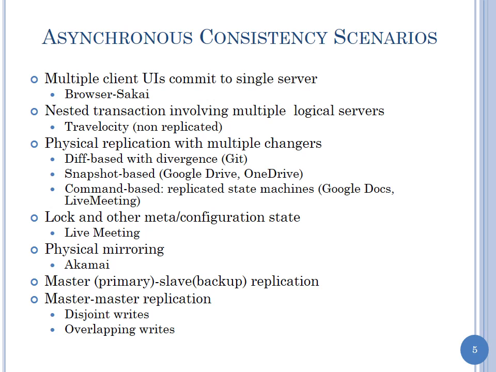Nested transaction involving multiple logical servers. So you're trying to book a ticket on Travelocity. So you're one writer and how many readers? Yeah, this is kind of tricky. So does it fit that? Let's not try to figure out what this is. Does it fit the single writer, multiple readers? Randy?